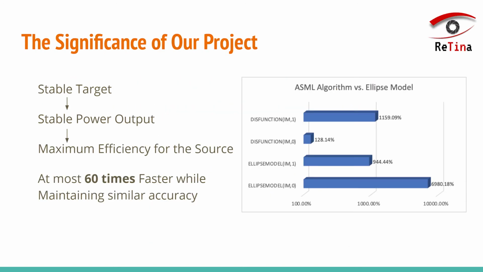The significance of our project is that we can help to shape more stable targets, which means more stable power output, which will maximize the energy efficiency for the source. Our algorithms are at most 60 times faster than ASML's original algorithm while maintaining similar accuracy.